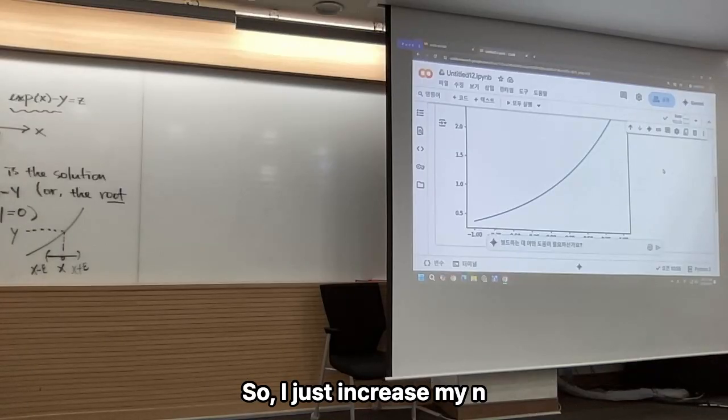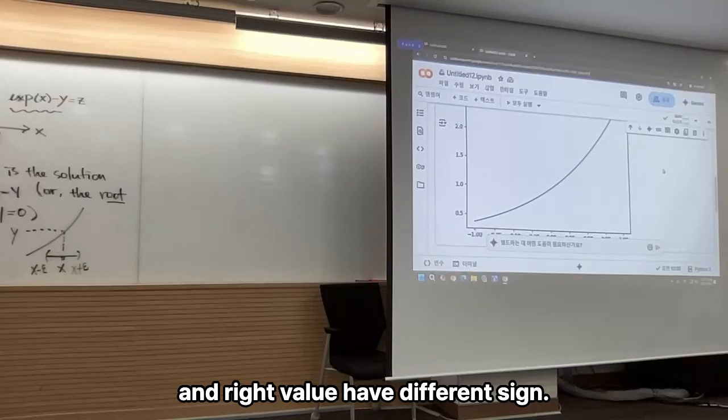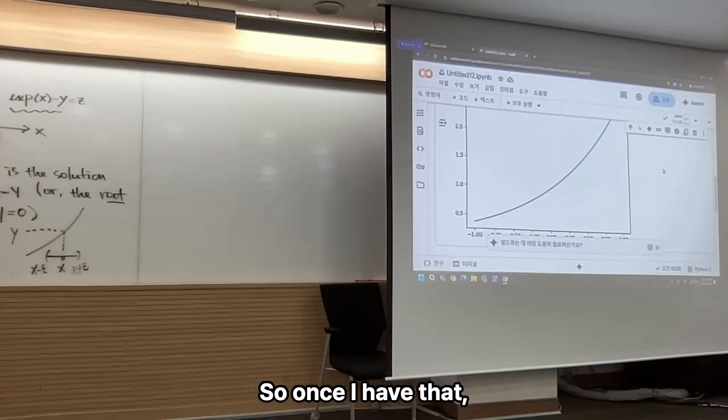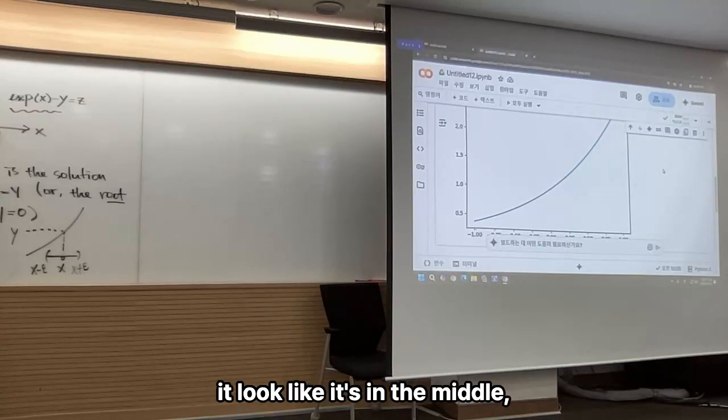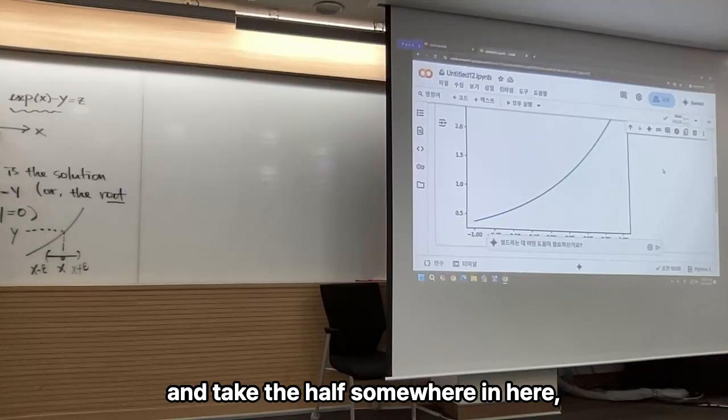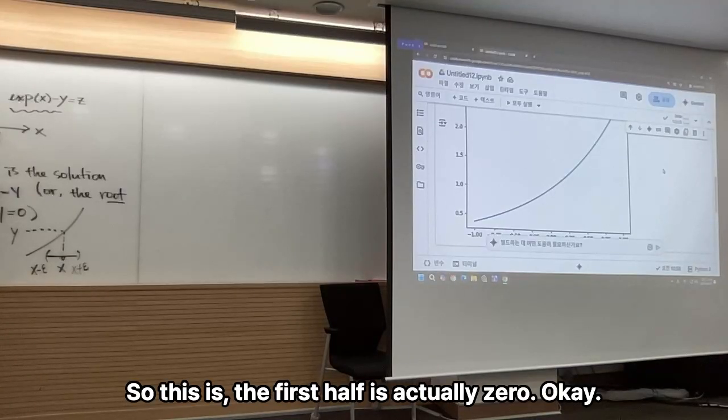So I just increase my n so that this left value and right value have different sign. Once I have that, what I do is take half of them. So this one looks like it's in the middle. Let's put minus n here, and take the half somewhere in here. So just half. The first half is actually 0.